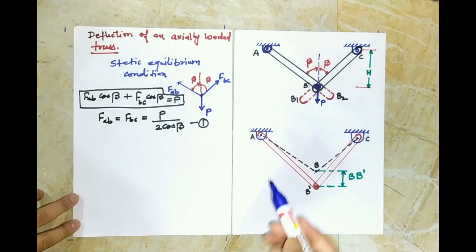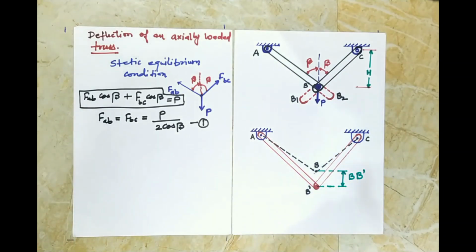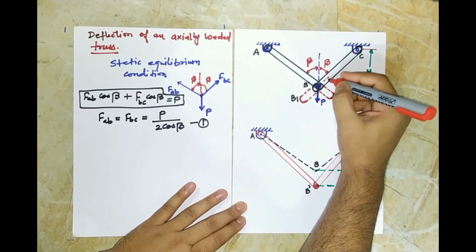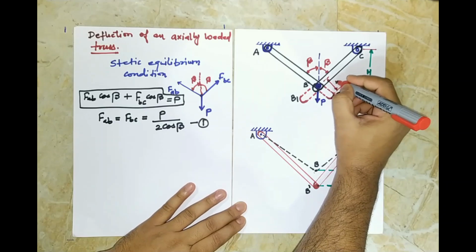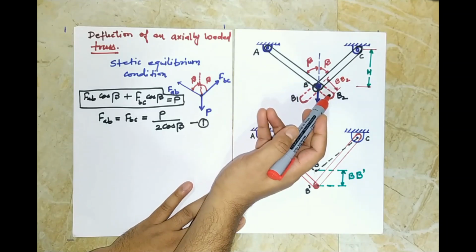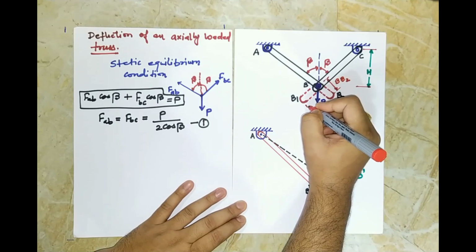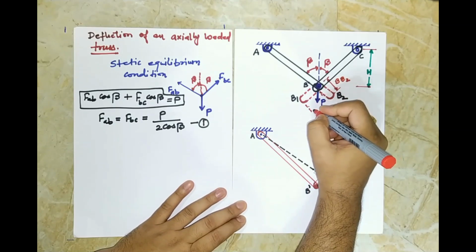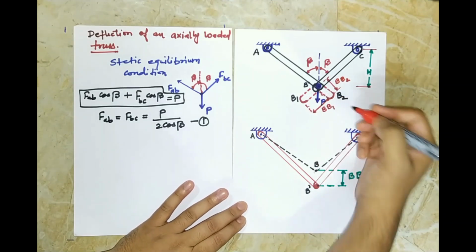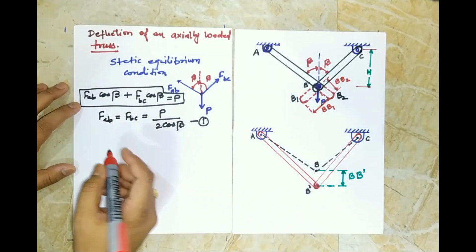Since these forces are acting in these links, it will lead to elongation of the links. Here it is evident that the links will elongate by this much length, that is BB2. So link AB will elongate by BB2, and link BC will elongate by BB1. Now let us find out what BB1 and BB2 are. Again, by virtue of symmetry, BB1 will be equal to BB2.